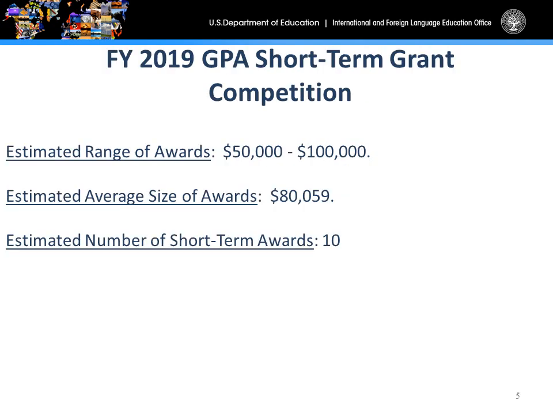Our estimated range of awards this year is between $50,000 and $100,000, with an average size of an award being approximately $80,000. The estimated number of awards this year is 25, with 10 of those being short-term projects and 15 being long-term projects. Please note that the Department of Education is not bound by any estimates in this notice.